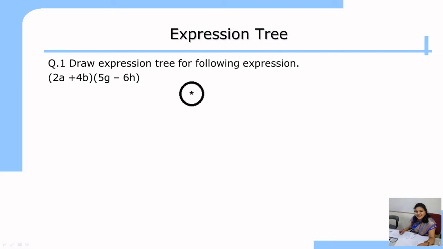So what is at the left side of the multiplication? 2a + 4b, and at the right side 5g − 6h. So at the left side, 2a + 4b, plus will be the root, and at the right side of the multiplication is 5g − 6h, so minus will be the parent node, the root.